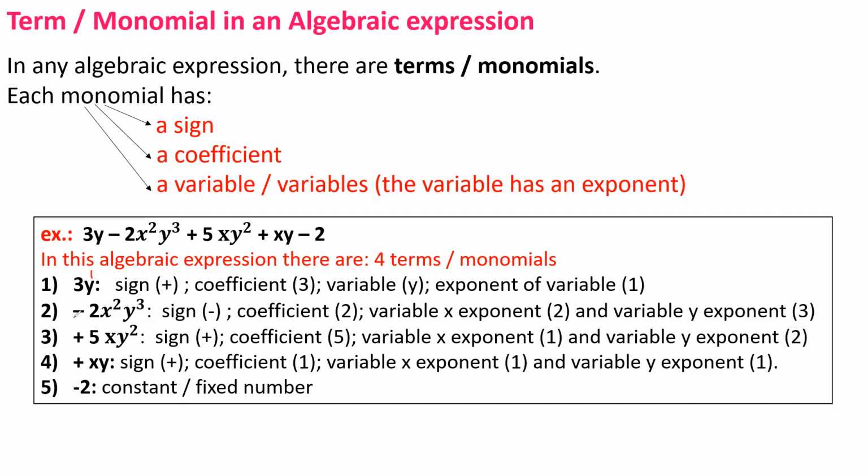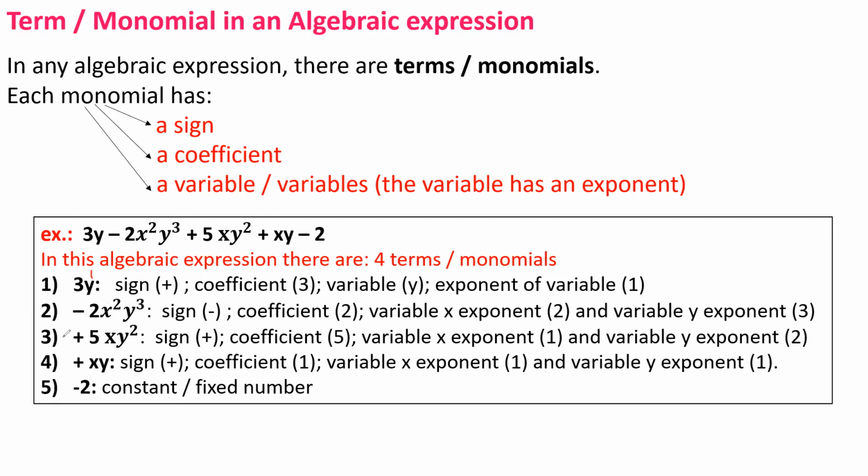The next monomial, minus 2x squared y cubed. So the sign is minus, the coefficient or the number is 2. Here I have two variables. The first variable is x with exponent 2. The second variable is y with exponent 3.